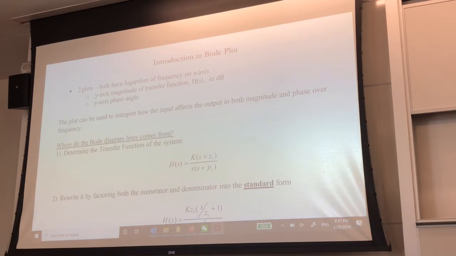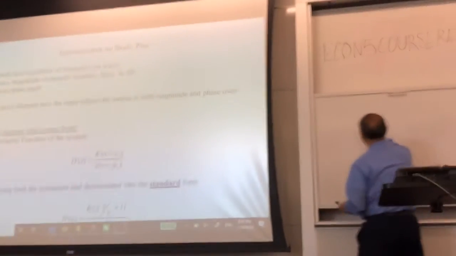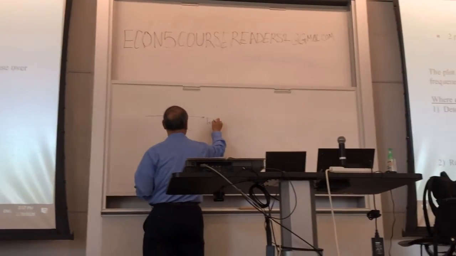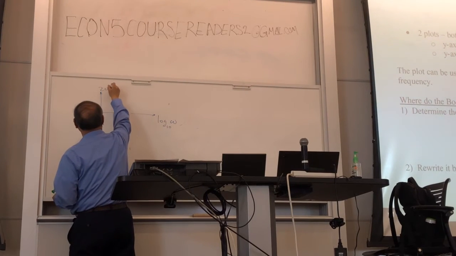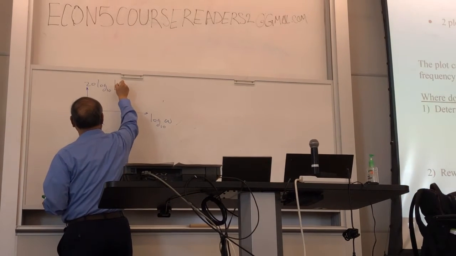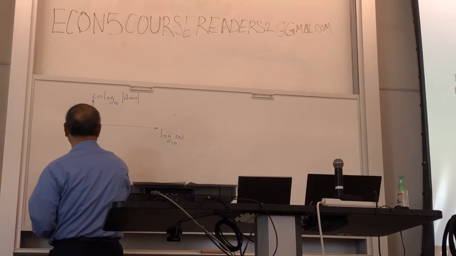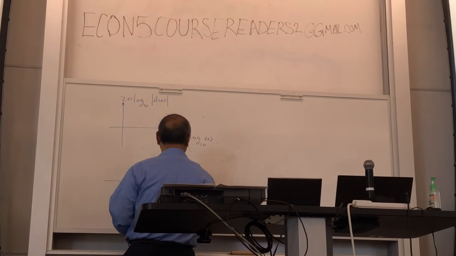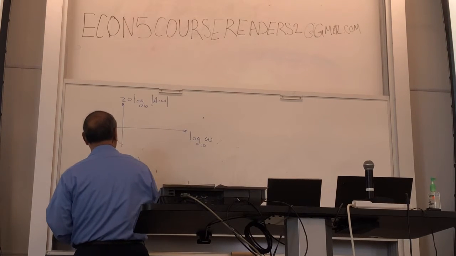So specifically, we are going to learn how to draw manually the Bode plot. It's a frequency response using a specific method where the x-axis is log 10 omega, and the y-axis is 20 log 10 of the amplitude A of omega. Okay, so this is called, this is the phase, omega.